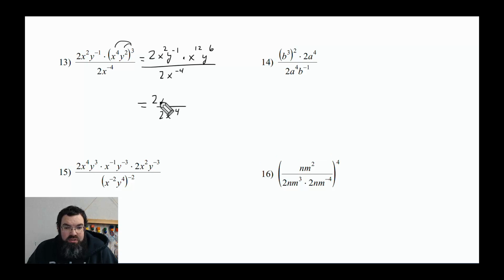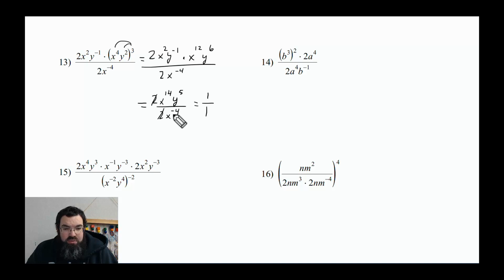My x's are going to turn into 14 of them, right? 2 plus 12. And then my y is going to turn into a positive 5, right? Negative 1 plus 6. So now I look and say, okay, I got nothing left up top to do. I got nothing left in the bottom to do. So now I can look at the top and the bottom. Well, when I do that, the 2's are going to cancel because that's just 1 over 1.